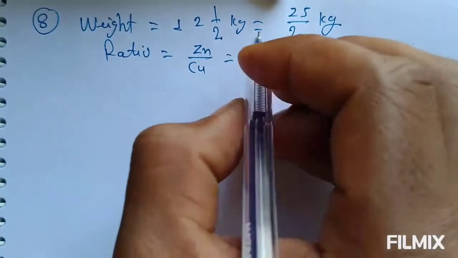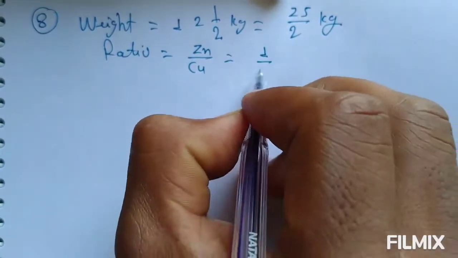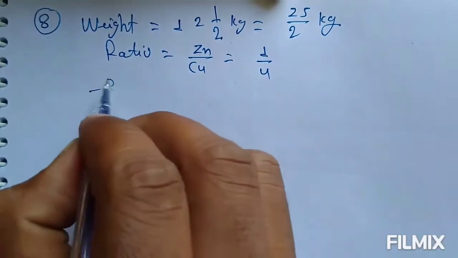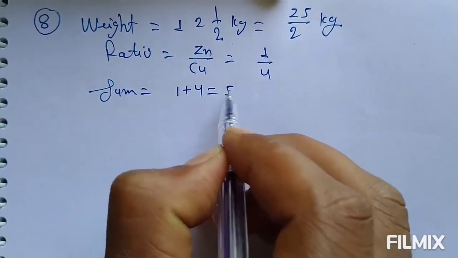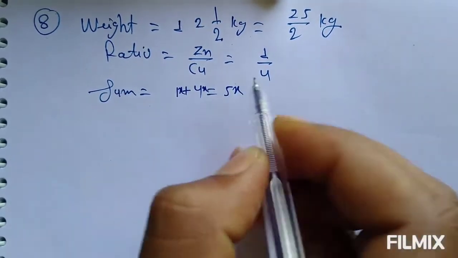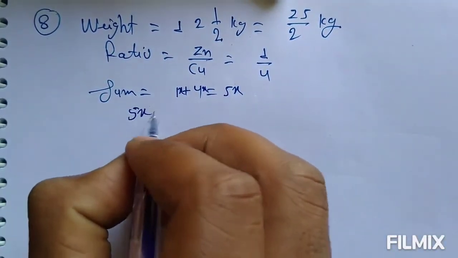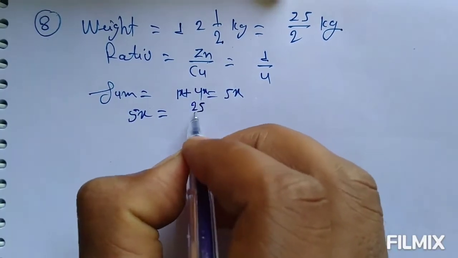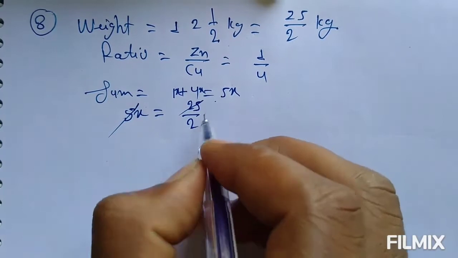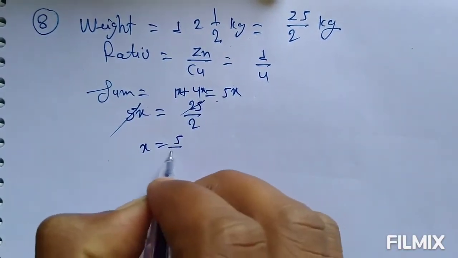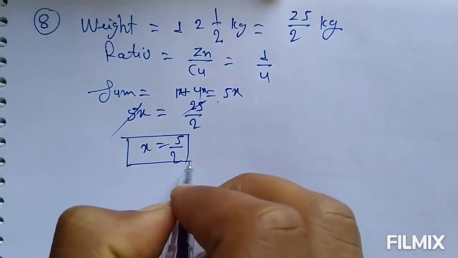And then zinc is 1, copper is 4. So sum, 1 plus 4 equal to 5x, means 1x plus 4x equal to 5x. This 5x is equal to 25/2. Then value of x, 5 times 5 is 25. Then x will be 5/2. This is the value of x.